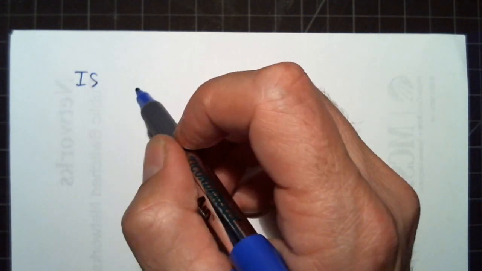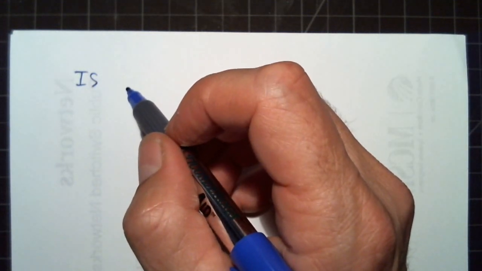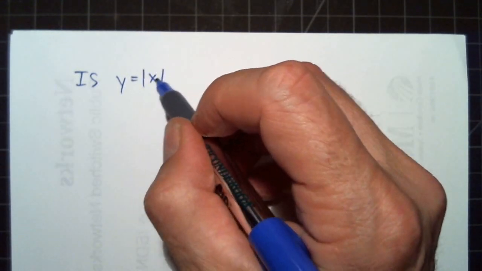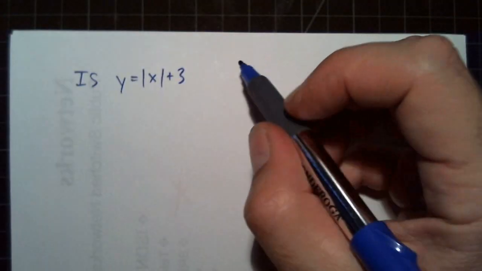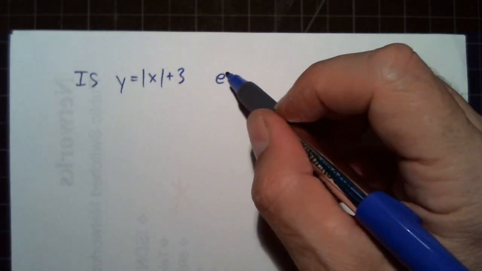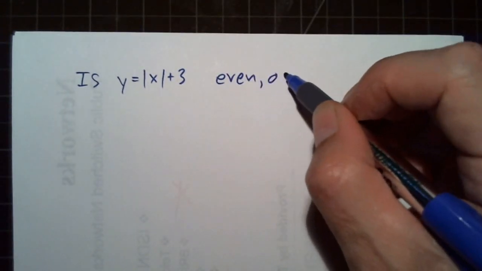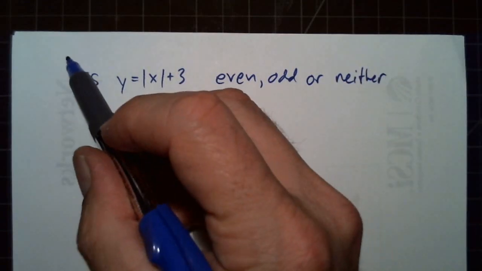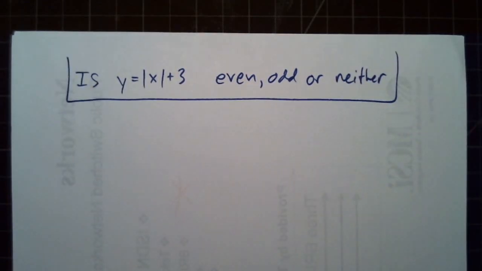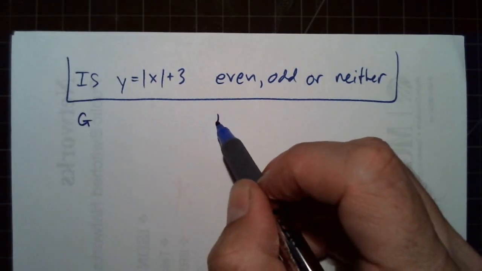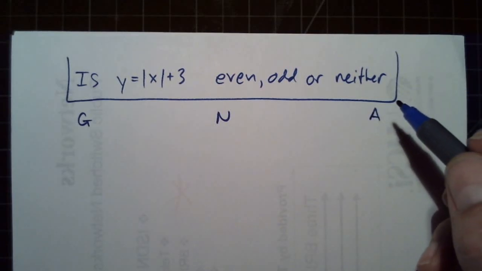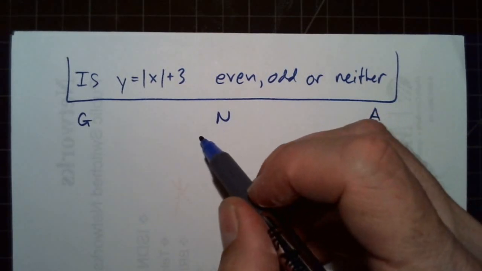And then we'll use symmetry for this type of question where they ask, is a relation or a function even, odd, or neither? Is this function even, odd, or neither? And we just do the same work that we just did. We can look at it graphically, numerically, or analytically. So let's start with it numerically.